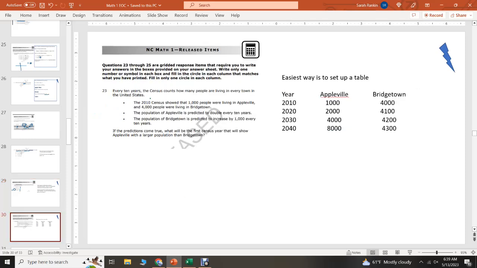Next one. Easy again, the easiest way is just set up a table. We know in 2010, Appleville had 1,000, Bridgetown had 4,000. Then in 2020, it tells us Appleville doubles. So from here to here, I just doubled it. And from here to here, I just added 100. And then in 2030, I doubled it and I added 100. Appleville's still not bigger. And then when we get to 2040, Appleville becomes bigger.